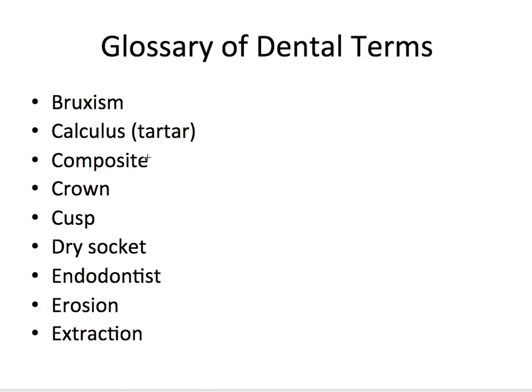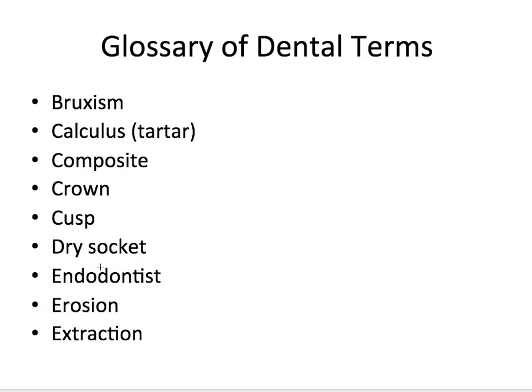Composite refers to a tooth-colored filling material used to repair or cosmetically enhance teeth that's made up of several types of resin-based substances. A crown can refer to the top part of the natural tooth that's covered with enamel, like we talked about before, but also it's a name for a restoration that covers the entire natural crown when the tooth has broken down and can't be fixed by a smaller amalgam or a composite filling. A cusp refers to one of the pointed parts on the top of a tooth.